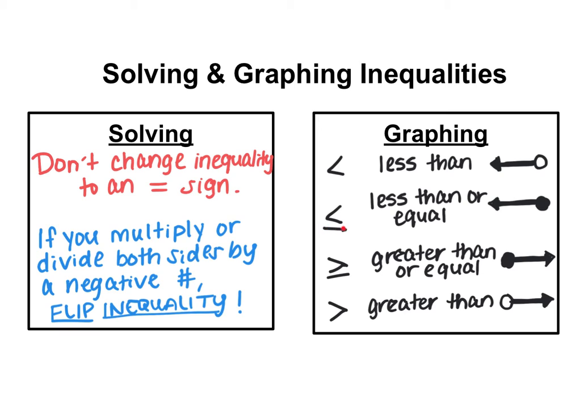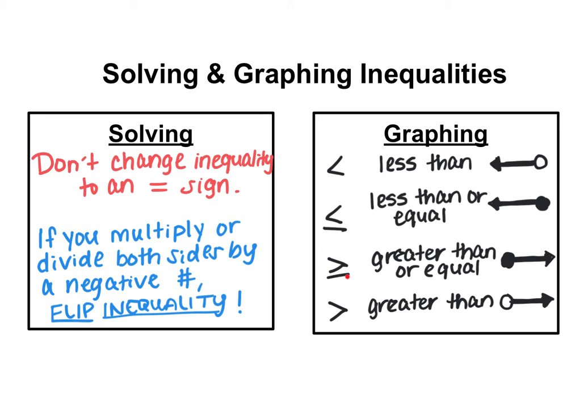This symbol is similar to that one. It just has the equals to line underneath it. So it's called the less than or equals to symbol. For this one, it can be equal to the number. So that's why you use a shaded dot or a closed dot and you shade to the left.